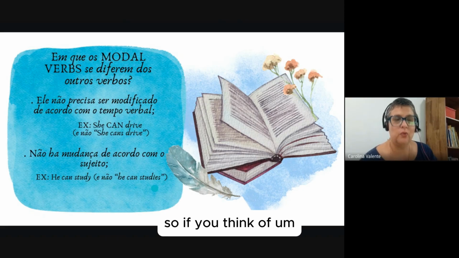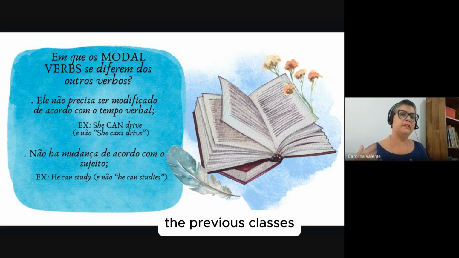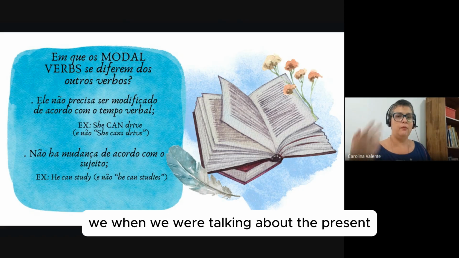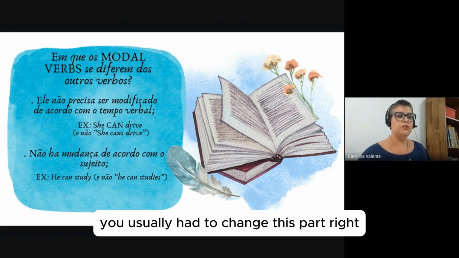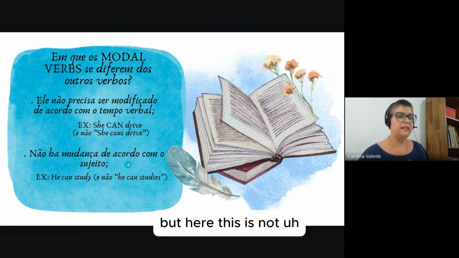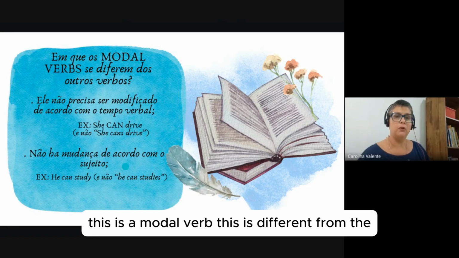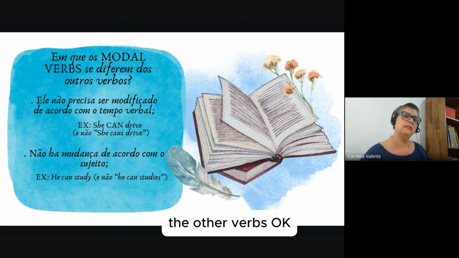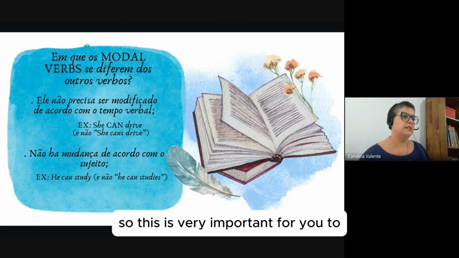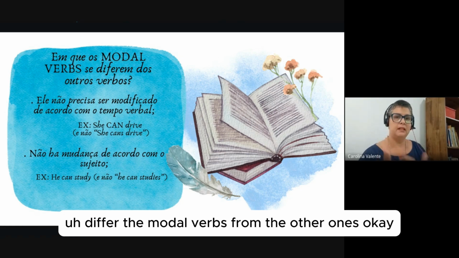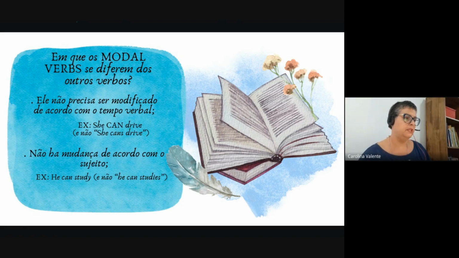Okay, so if you think of the previous classes, when we were talking about the present, you usually had to change this part, right? But here, this is not. You don't need to do this. Okay, this is a modal verb. This is different from the other verbs. Okay, so this is very important for you to differ the modal verbs from the other ones. Okay, so what else?